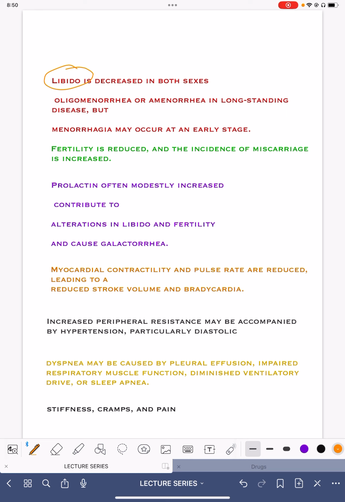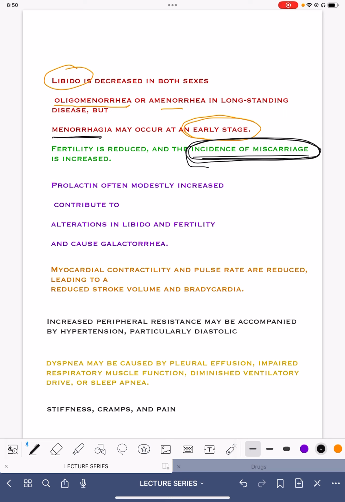In females, reduced menses frequency is very common, or not getting periods is also very common in those patients who usually have long-standing thyroid disorders. But in those patients with hypothyroidism in early stages, these patients may have menorrhagia or increased menstrual bleeding also. One of the most important problems with hypothyroidism is the increased incidence of miscarriage. So the fertility is reduced.